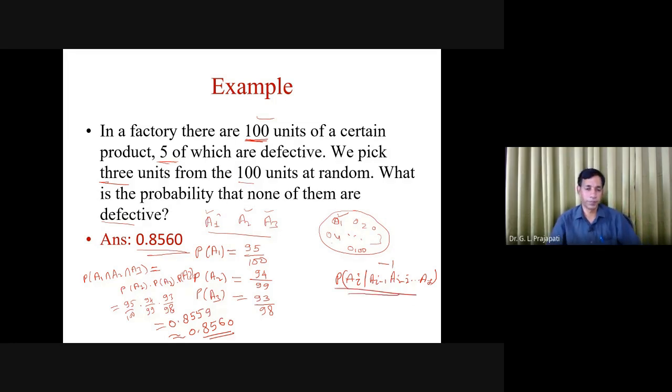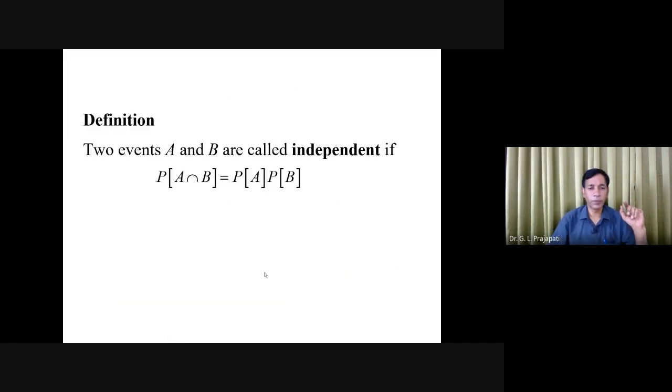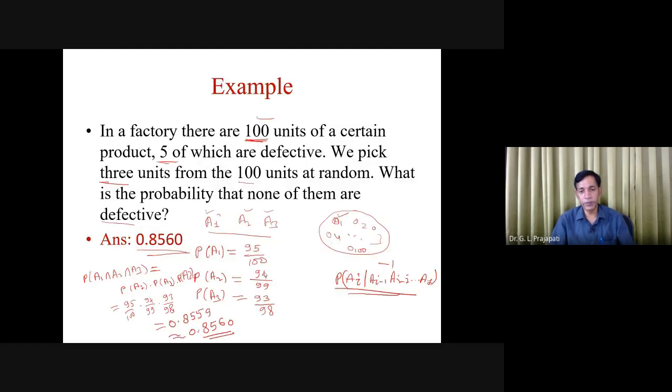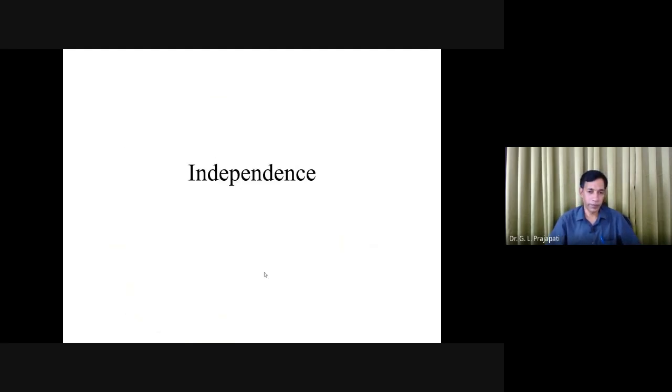Okay, one more important concept is independence. How can you say that two events are independent? These events are not independent because if you consider the probability of A2 given A1, this affects it.